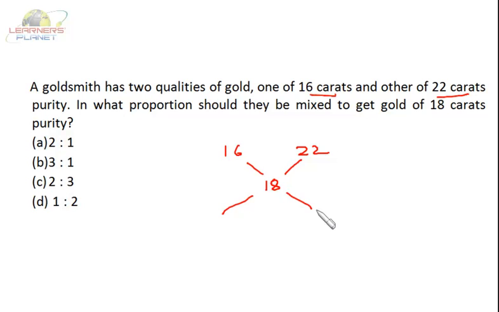Okay, so difference between these two is 2 and difference between these two is 4. So it is 2:1 ratio. That means the 16 carat gold should be mixed in 2 parts and 22 carat gold should be mixed in 1 part. So the desired carat of gold is achieved. Okay, I hope you are clear.